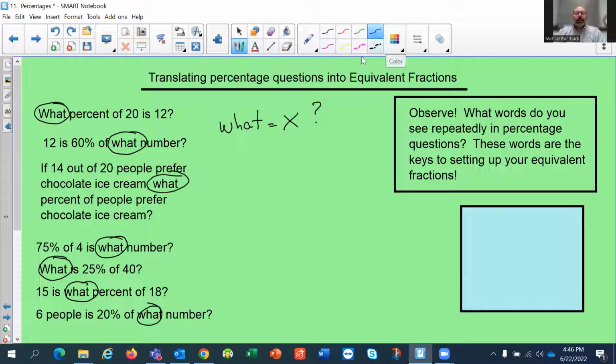The next thing we're going to circle is the word is. What percent of 20 is 12? 12 is 60%. Now there's no is in this one. It's not all the time, but is what number? Is 25%? Is what percent? Is 20%. So you're going to see that word is a lot.